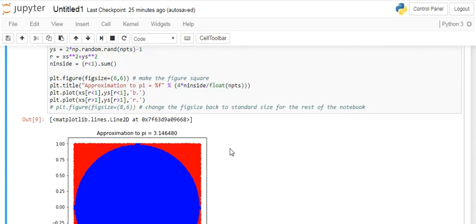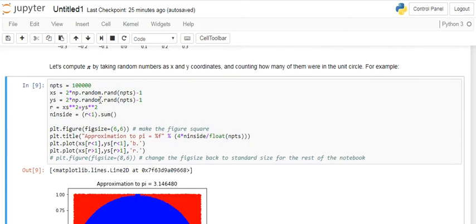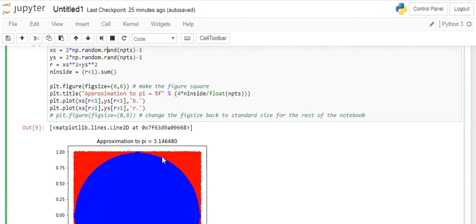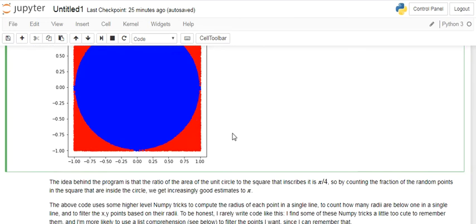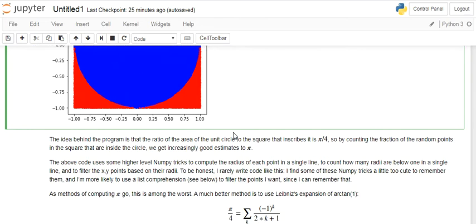Okay, so one of the summaries here is that, wow, 100,000 points, and we didn't even get the second digit after the decimal place. You didn't even get the second digit. It's not very good.